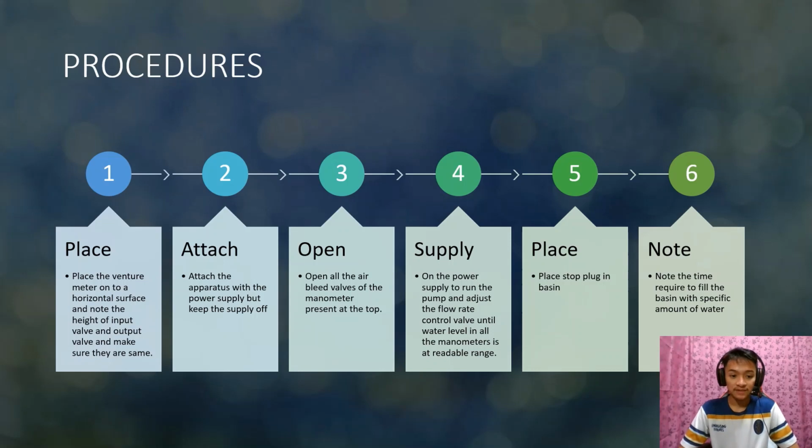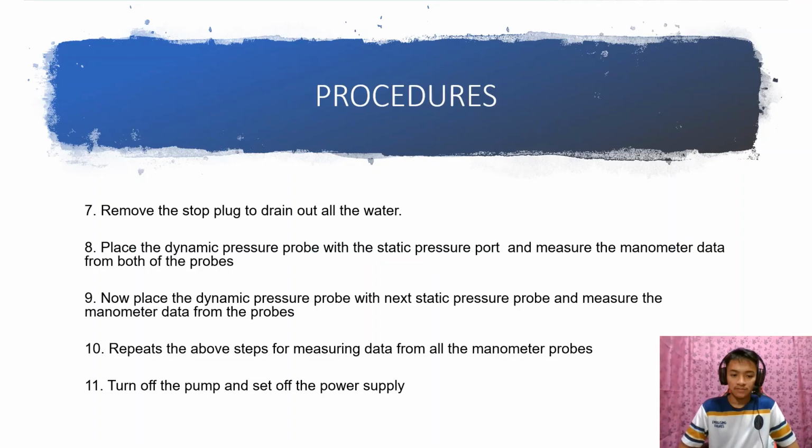First, we place the venturi-meter onto a horizontal surface and note the height of the input valve and output valve and make sure they are the same. Then, we attach the apparatus to the power supply but keep the supply off. Next, we open all the air bleed valves of the manometer present at the top. After that, switch on the power supply to run the pump and adjust the flow rate control valve until the water level in all the manometers is in a readable range. Next, place a stop plug in the basin and take note of the time required to fill the basin with a specific amount of water. After that, remove the stop plug to drain out all the water.